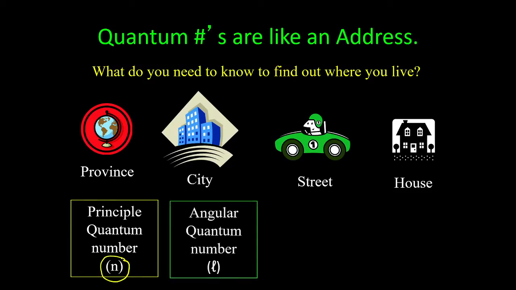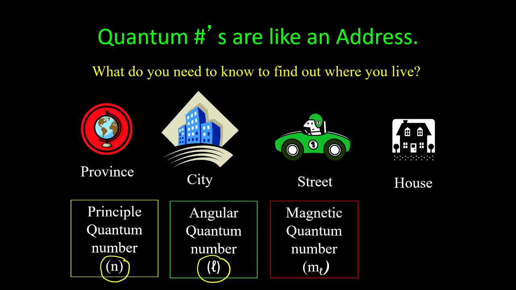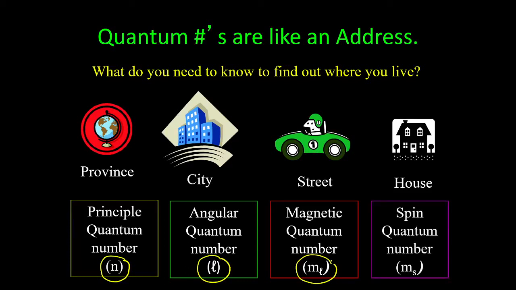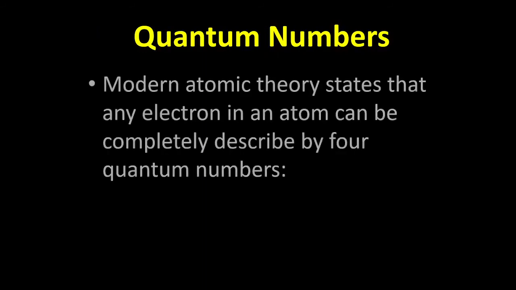The second quantum number is the angular quantum number, and it is represented by the italicized, script letter L. Next, the magnetic quantum number, that's M sub L. And lastly, the spin quantum number, the M sub S. Don't worry, atong usahon ni. We will go through each one of them as we go on with our lesson today. Okay? Now let's continue.